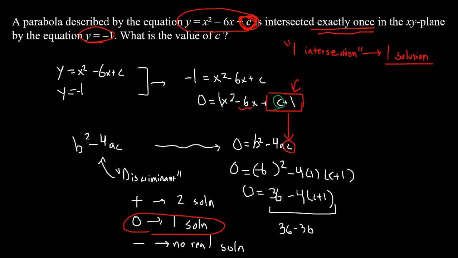this term, c plus 1, has to be equal to 9. So we know that c plus 1 is going to be equal to 9, and therefore c is going to be equal to 8. So this is the correct answer.